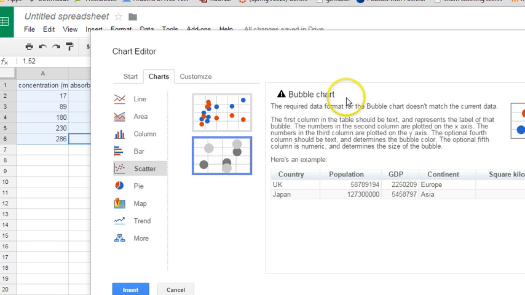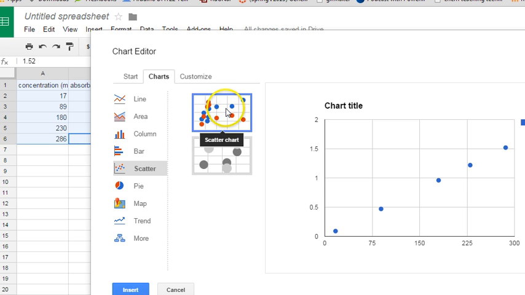Looks like for my data, the bubble chart won't work, but the little dots will work. So this is what I use, and then that's the sketch of my graph. Now there's a little something extra that I'd like you to try along with the sketch of your graph.